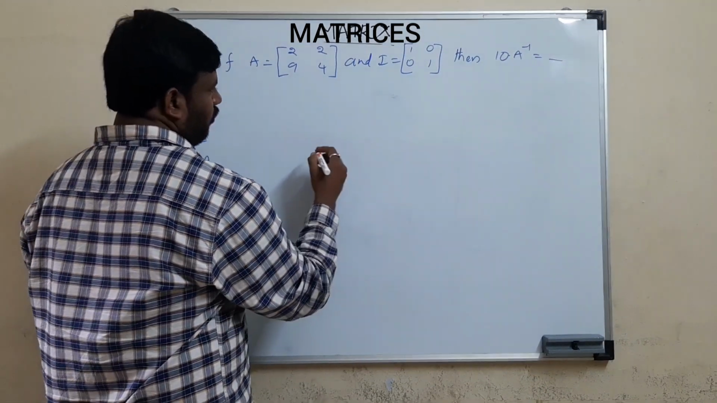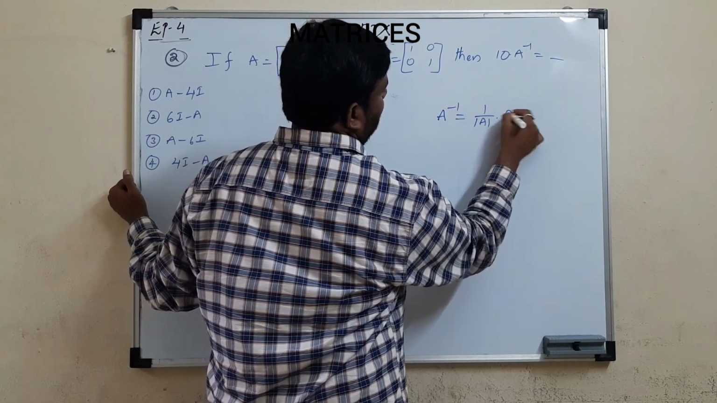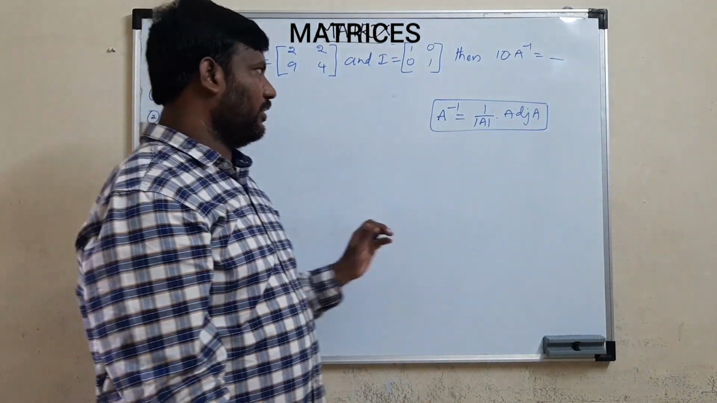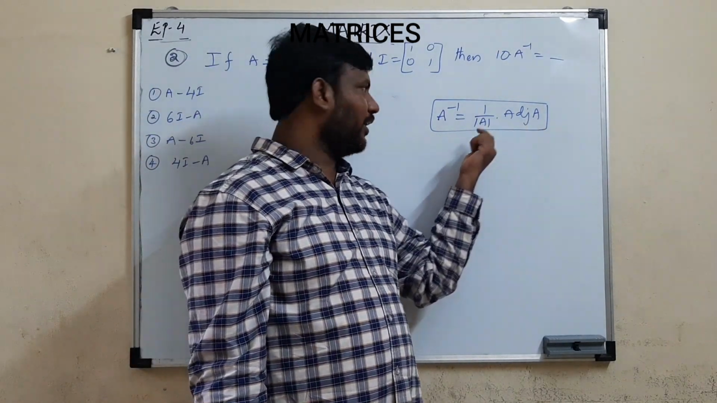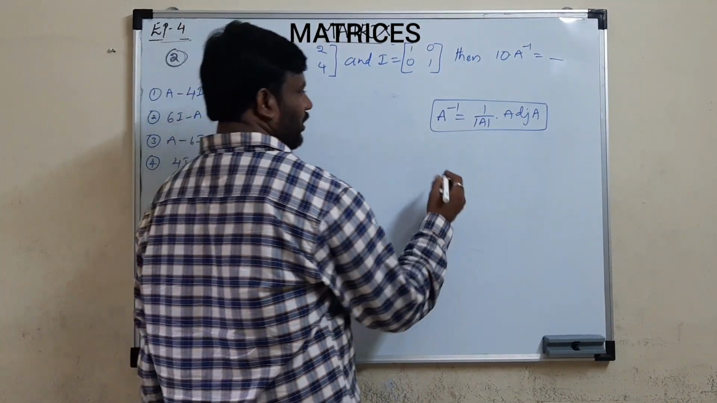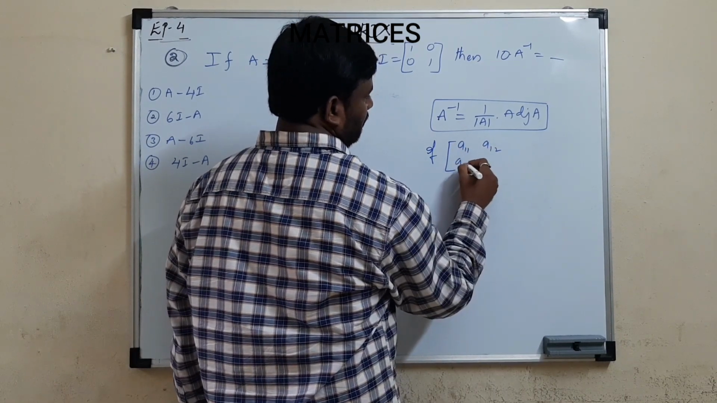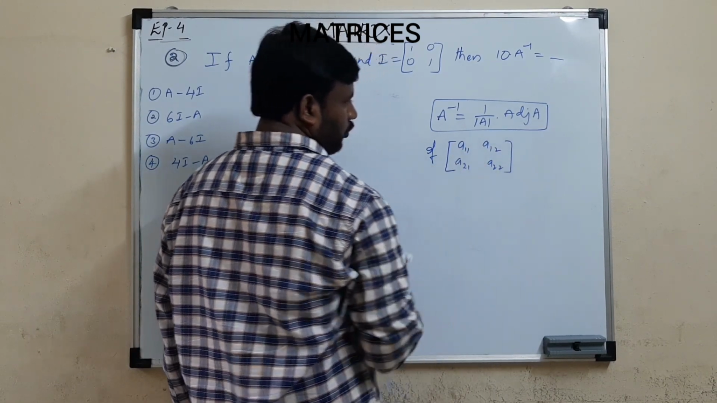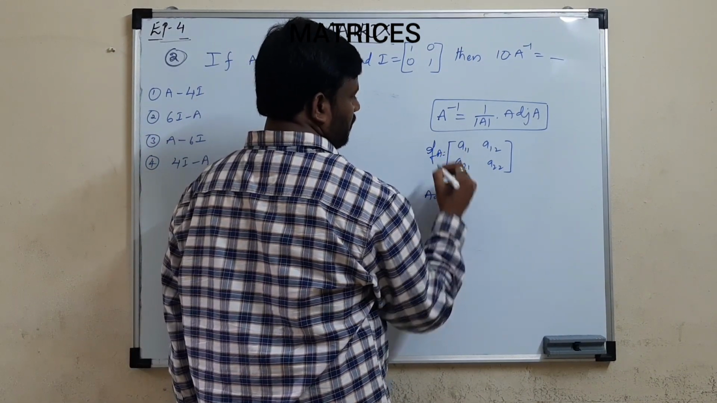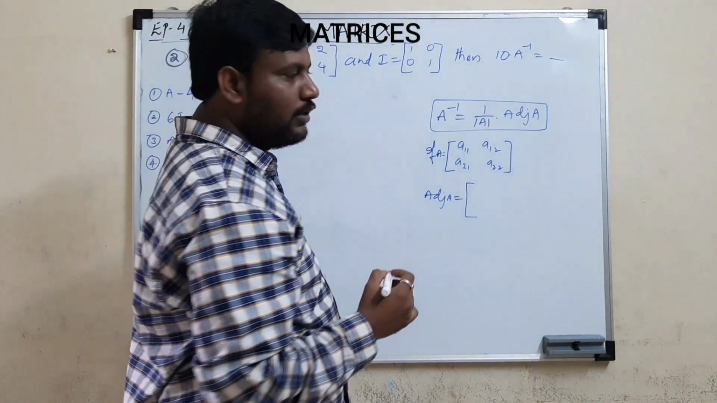You know that the formula for A inverse is nothing but 1 by det A into adjoint A. This is the formula for any order. You already know what is meant by adjoint A and det A. So for finding A inverse, see, this is a 2 by 2 matrix. Let's suppose the matrix is A11, A12, A21, A22. How to find the adjoint A? Adjoint A is nothing but replacing each and every element with the corresponding cofactor.